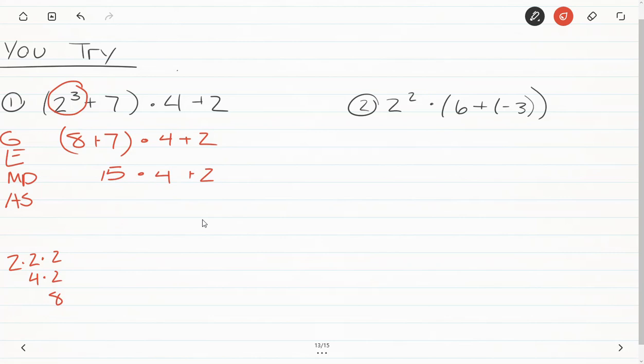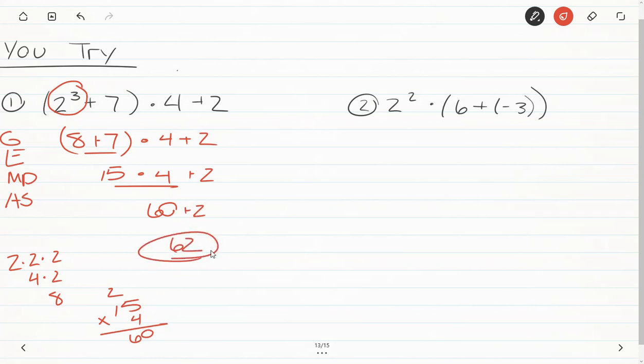Bring everything down. Now this gets you a bigger number here, 15 times 4. I don't know 15 times 4, so I'm going to write it down. 15 times 4, 5 times 4 is 20, 4 times 1 is 4, 5, 6, I get 60, plus 2. 60 plus 2 for final answer gives me 62. Make sure your work looks like a piece of pizza.